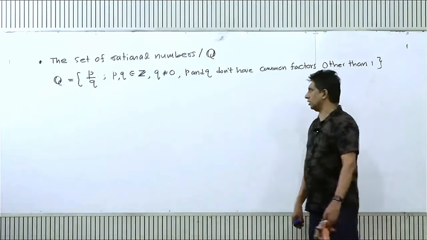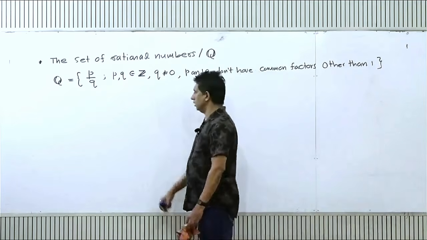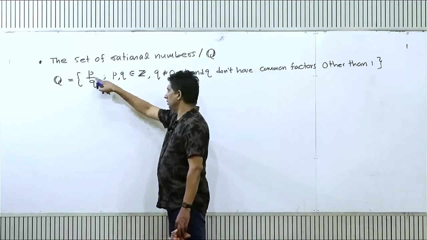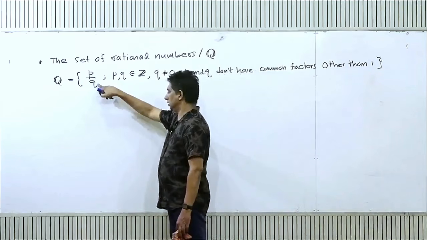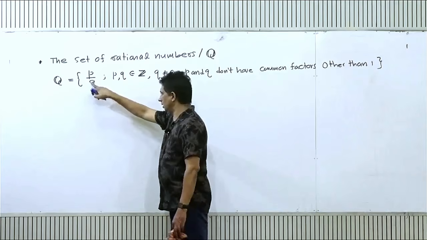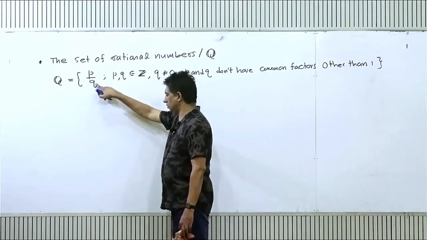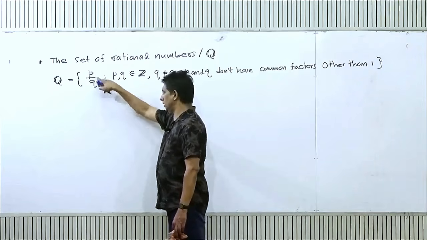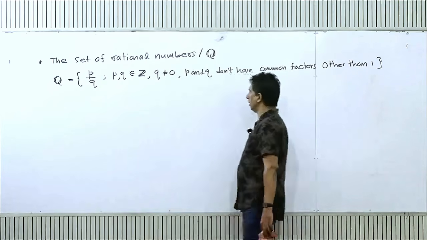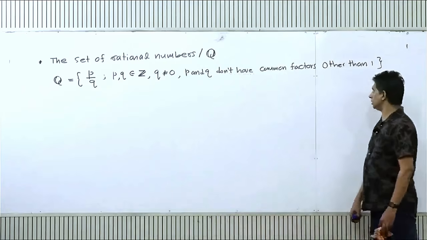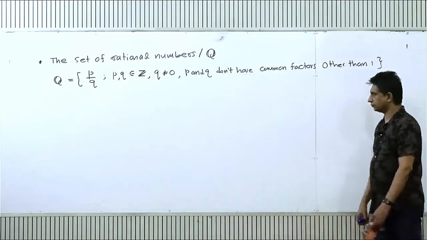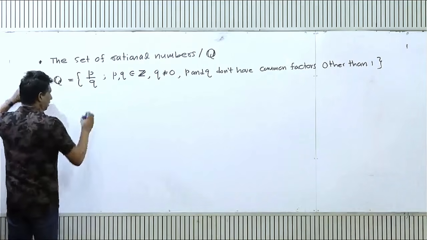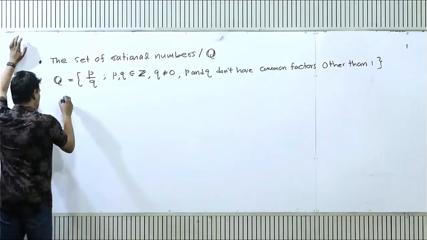If these three things are satisfied: first, both numerator and denominator should be integers. Then the denominator integer should not be equal to 0. Then the third condition, both P and Q don't have common factors other than 1. So we can write a few examples to discuss this.